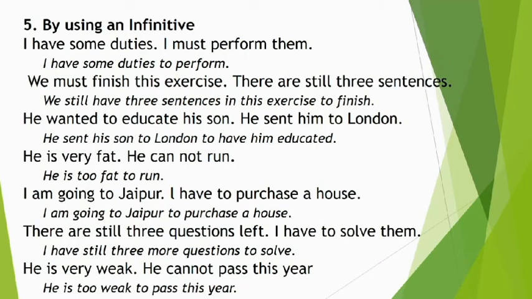Next, we can combine two simple sentences into one simple sentence by using an infinitive. What is an infinitive? Infinitive is the base form of the verb. There are two types of infinitive, bare infinitive and to infinitive. To infinitive means to plus base form of the verb, whereas bare infinitive is simple base form of the verb. Let us see some examples of how to combine two simple sentences into one simple sentence by using an infinitive.